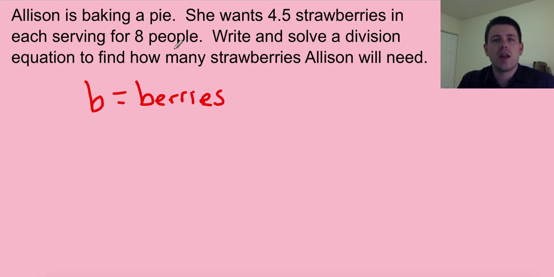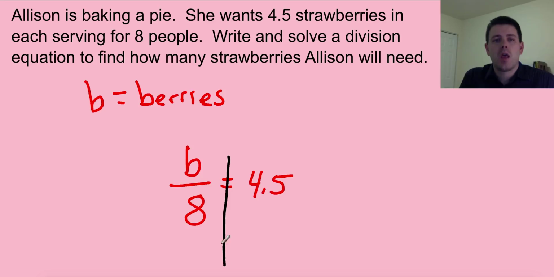So how do we go about finding our solution? Well, we take the total number of berries and we want to divide it into 8 groupings so that each group is equal to 4.5 strawberries. So the total berries divided up by 8 people gives us 4.5. So let's solve it. Well, we were dividing by 8, so we want to do the opposite. We want to multiply times 8. But like we have started to learn, you always have to do it to both sides of the equation. 8 divided by 8 becomes 1, so I'm just left with b.